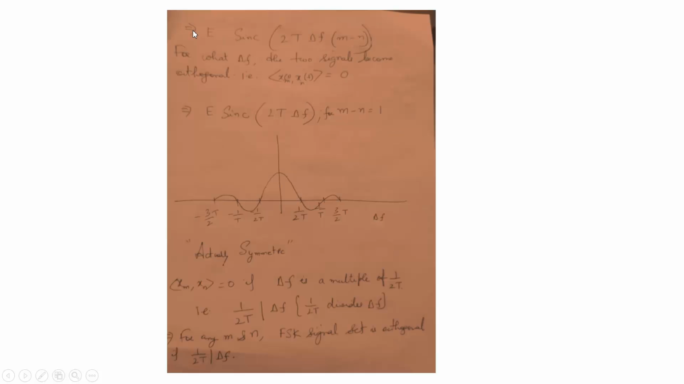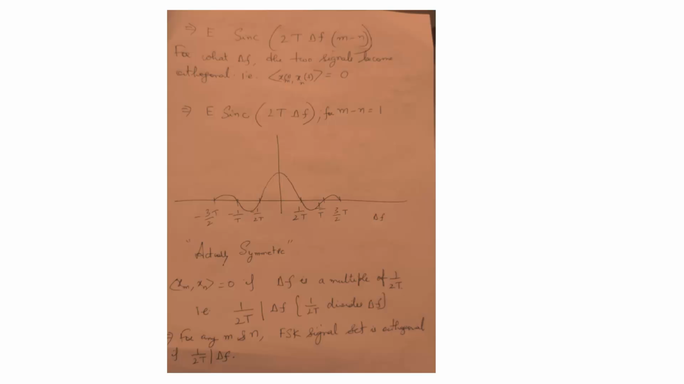You can just do the manipulation here, and you can multiply and divide the expression with capital T, so you will get a sinc function here. So the resultant expression will be capital E sinc of 2TΔf(m − n). Now we want to see for what Δf the two signals become orthogonal, because once the two frequency signals are orthogonal to each other, it will be very convenient for the receiver to detect the signal.